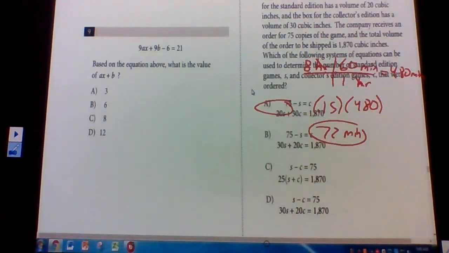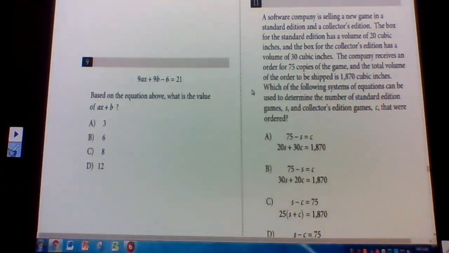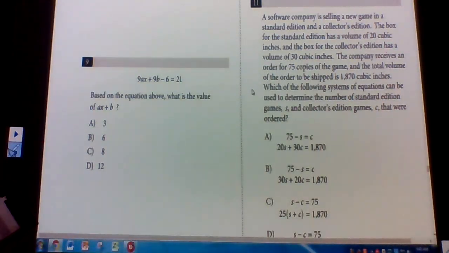Okay, a software company is selling a new game in a standard edition and a collector's edition. The box for the standard edition has a volume of 20 cubic inches, and the box for the collector's edition has a volume of 30 cubic inches. The company receives an order for 75 copies of the game, and the total volume of the order to be shipped is 1,870 cubic inches. Which of the following systems of equations can be used to determine the number of standard edition games S?